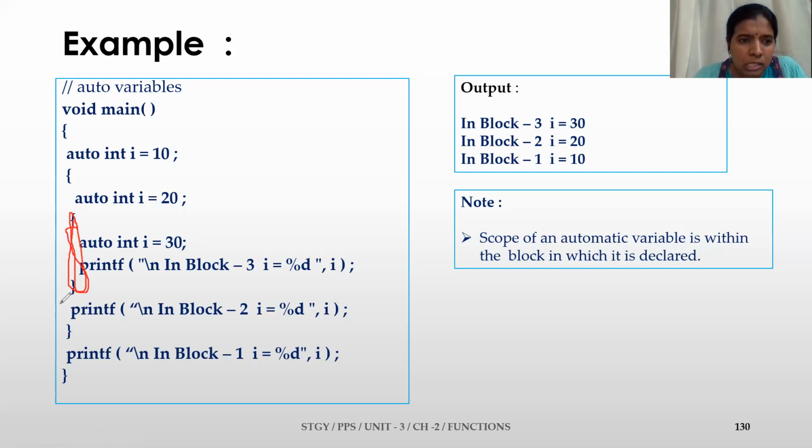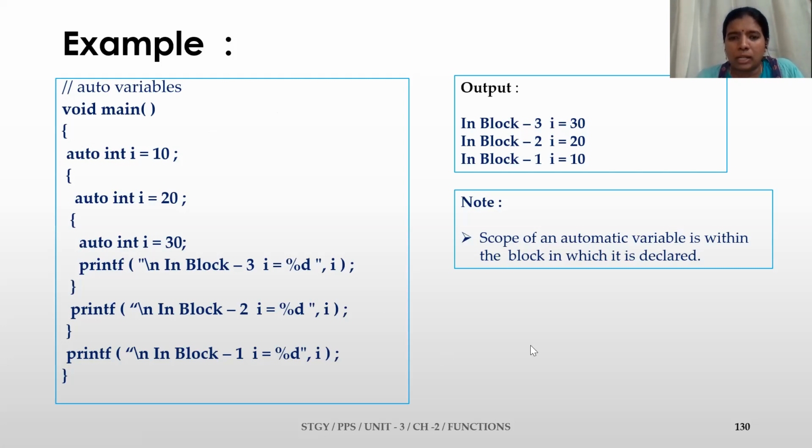In block 2, this is the variable defined inside it. So i gets the value 20, and in block 1, i gets the value 10. So the answer would be: in block 3, it is 30; in block 2, it is 20; and in block 1, it is 10. This is also an example of a nested block. Here, whether I write auto or not, it means the same, because all local variables by default assume a storage class of auto or automatic, and the keyword is auto.